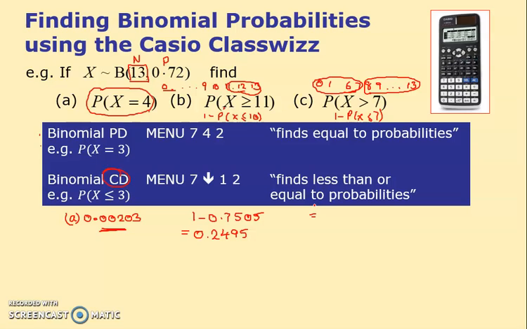It's a binomial CD again. So menu 7. It says press the down 1 and 2. After a while you'll get good at that. You'll know exactly what you're typing in. And we want x is 7, n is 13, and p is 0.72.